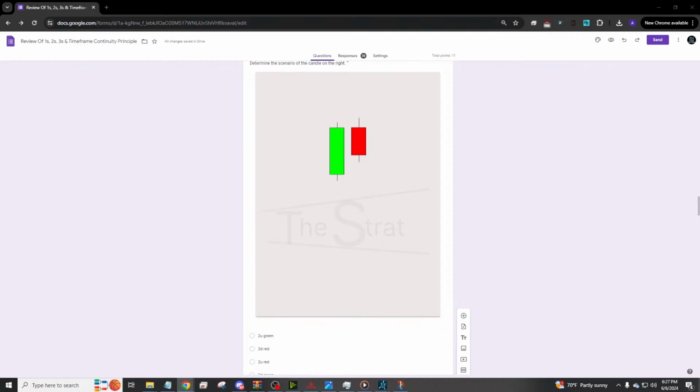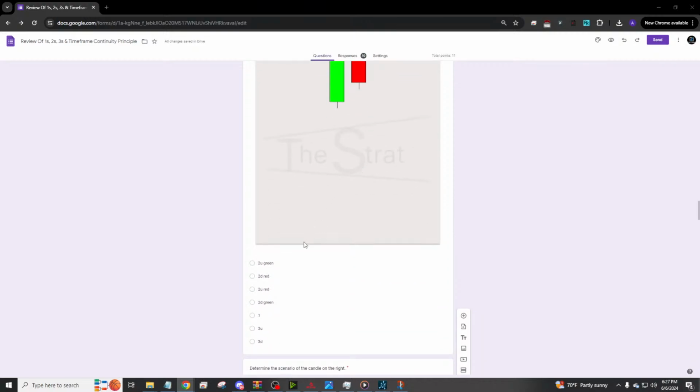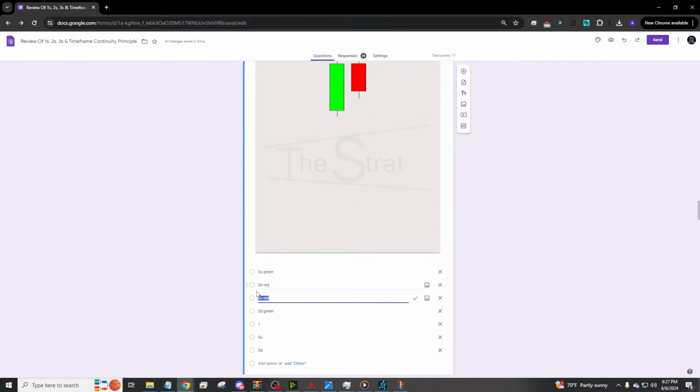Looks like two people had two up in red, two people put two down in red. So very important. The scenario two up or two down is determined based on whether it's a higher high and higher low, or a lower low and lower high. So this is a two up, making new highs and a higher low, but it's red. So that is a two up red. It should be here. Two up red.